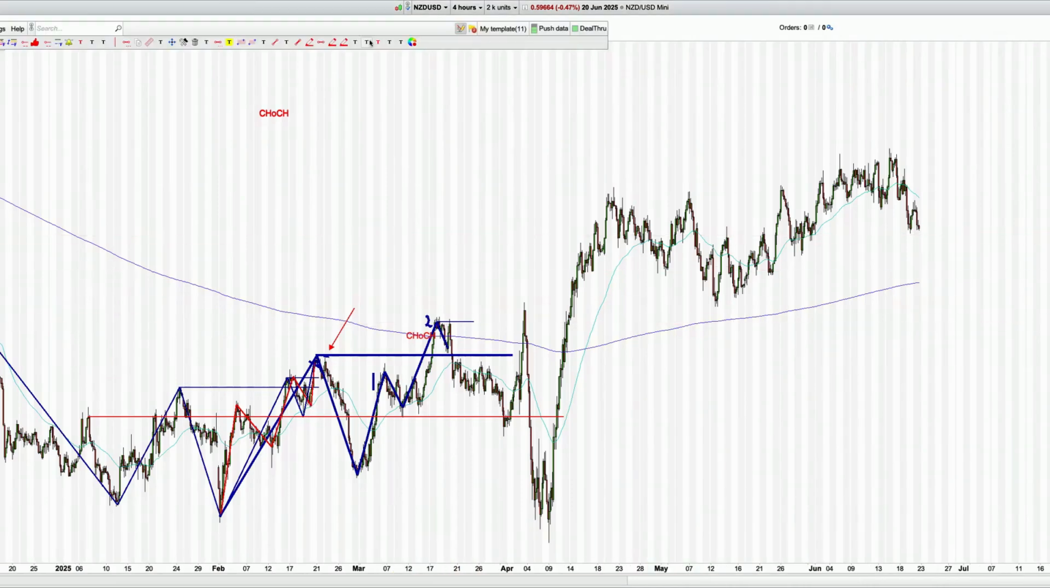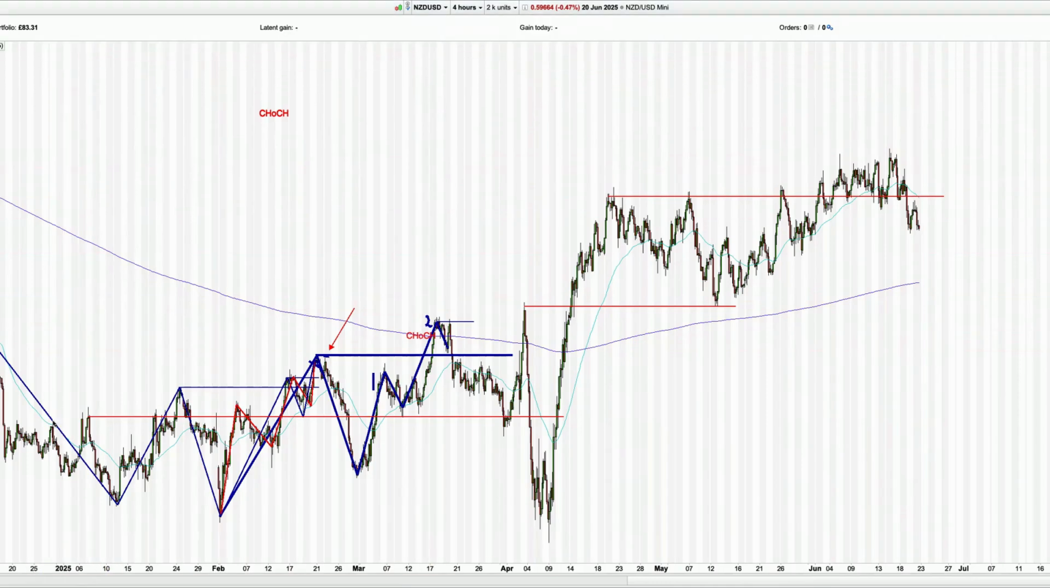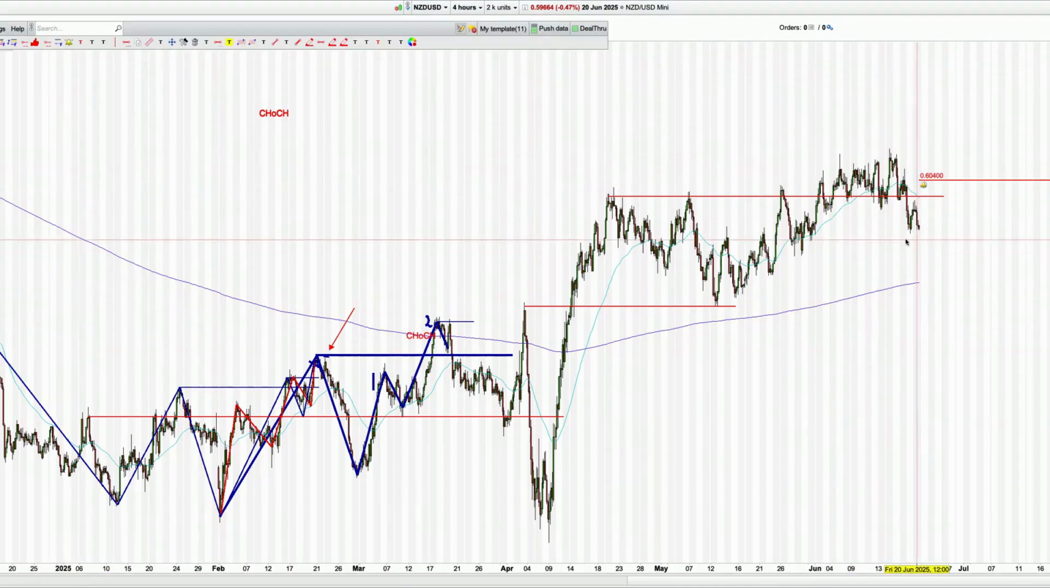NZD USD, very similar to AUD USD. We have the retest. We have confirmed breaks. It's just a case, if we get back up here, I'm in. But what you can see is lower lows, lower highs, lower lows, lower highs. So this trend has been pierced like the balloons pop. So it can visit down here, no problem. So we have to be mindful of that.